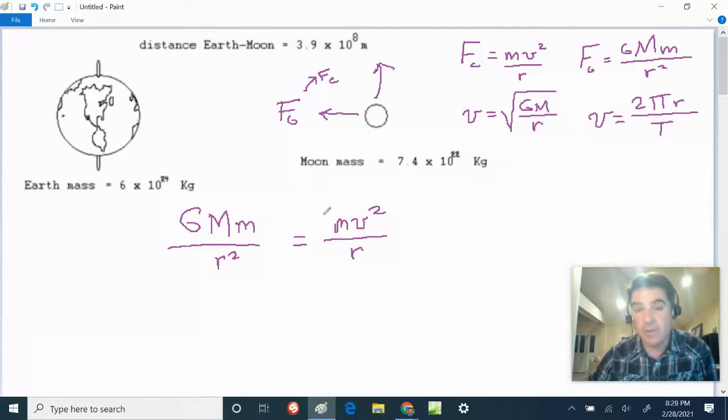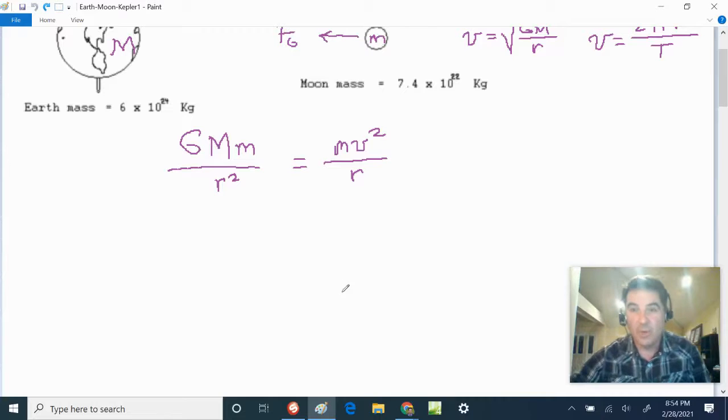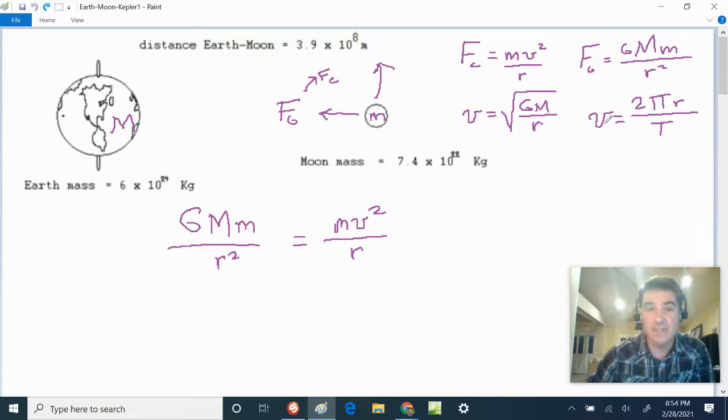They are equal to each other, so I'm setting the two equations equal to each other. By the way, I'm going to call this little m, and I'm going to call this big M, a capital M. What I'm going to do is solve this for V so that I can substitute the equation that has period in it, since I'm trying to get the period in there. The masses will immediately cancel out, because the small m is the moon, and they cancel out. The radius is the distance from the Earth to the moon. So one of these radii will cancel one of these, and it leaves that one there.